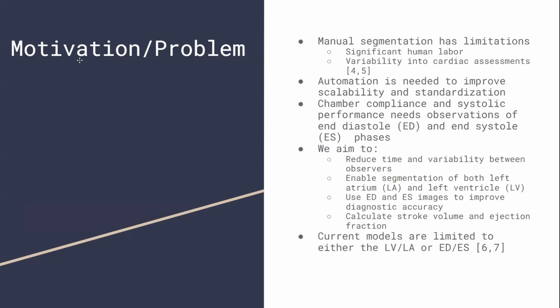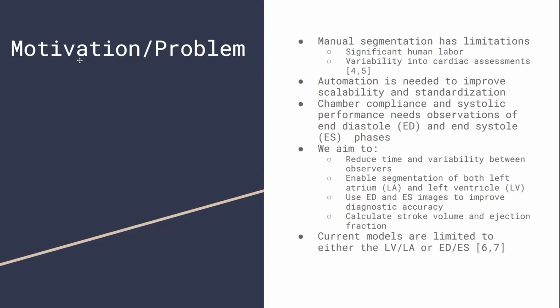To go more into our motivation and problem: as previously mentioned, manual segmentation has limitations. There's significant human labor, as each scan can take up to 30 minutes. There's also variability in cardiac assessments, where different cardiologists can interpret these images differently, which can lead to conflicting results. So automation is needed to improve scalability and standardization.